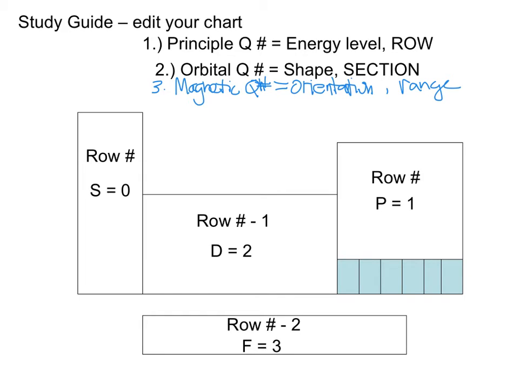This is the information we already have on our study guide. We have S section, P section, D section, and F section. Now, what I'd like you to do is take one of the rows in the P section, either the bottom one like I have labeled here, or the top one, or above or below it, and I want you to write in this range number.